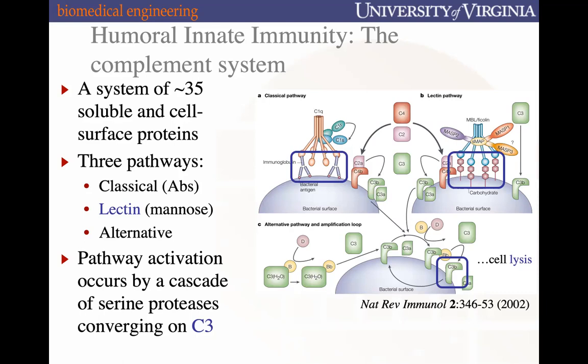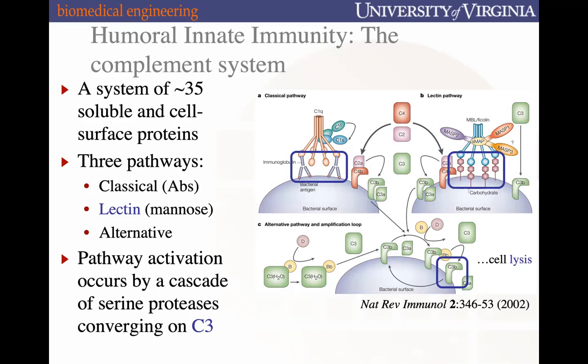Okay, so C3. I want to hit pause on the classical pathway and point out that we're going to stop at C3 for that pathway. The key part of the classical pathway is that it begins with antibodies littered across the surface of the cell that then are recognized by the complement protein C1.